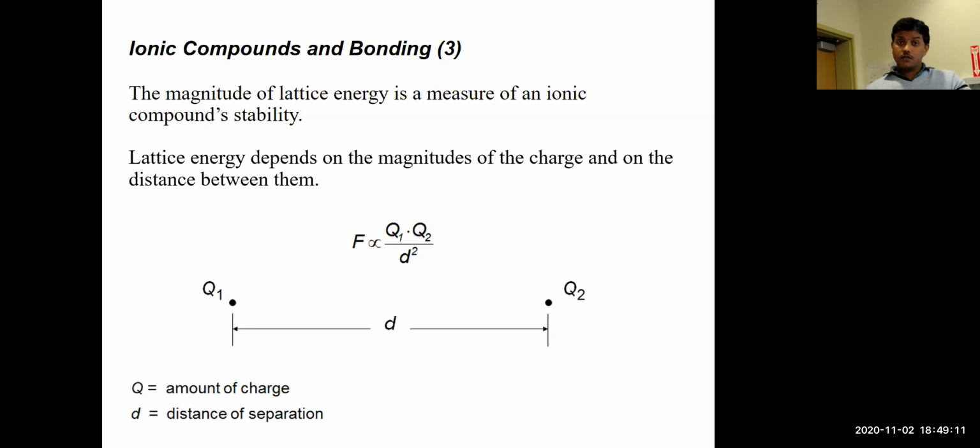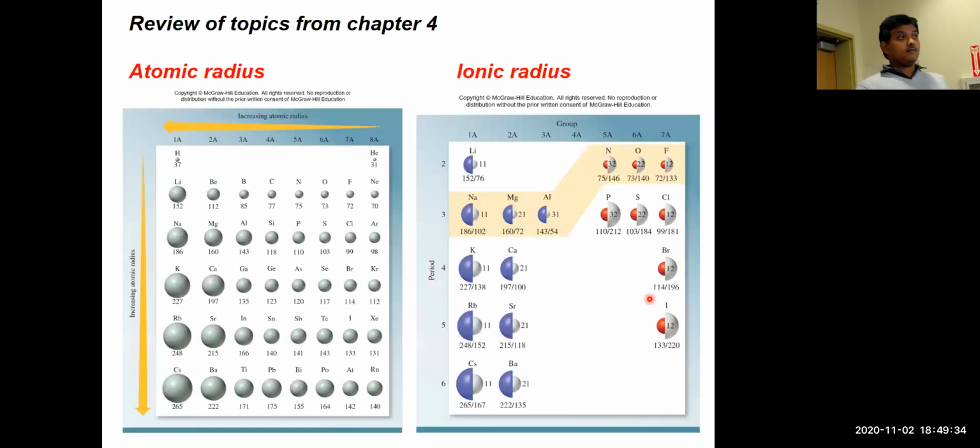Here we are required to go back to chapter 4 material, when we discussed ions, ionic radius and atomic radius. I will review those topics for you. To calculate this lattice energy, you need to know the charges of the ions that are forming the ionic compound, and you need to know the distance by which they were separated. These are the topics that I'm referring to that we discussed in chapter 4.